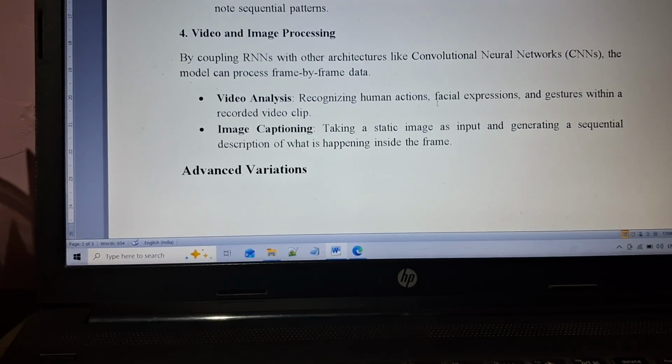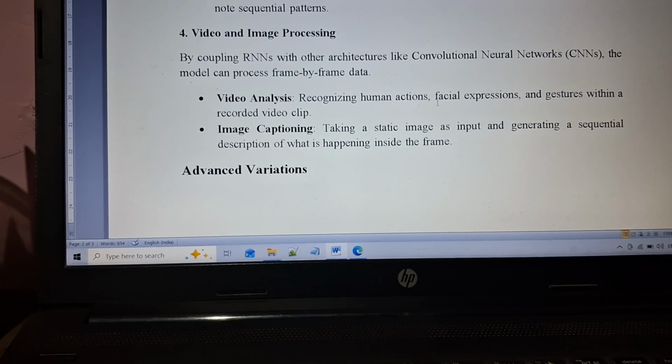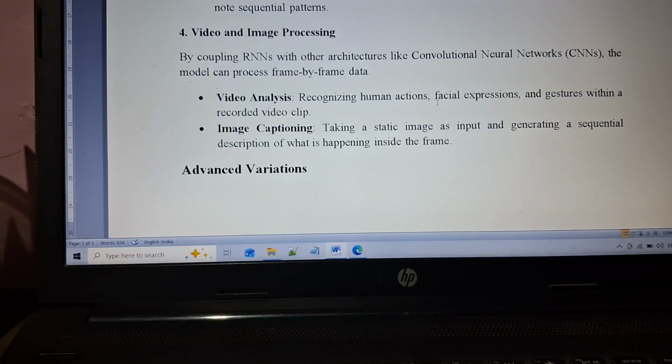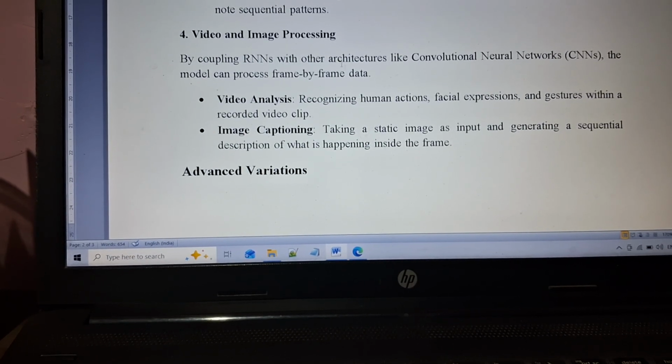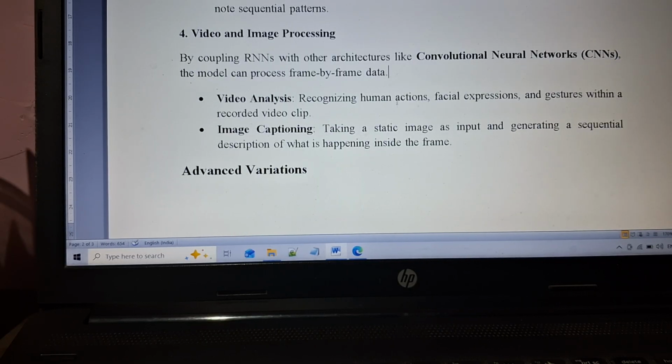Fourth application is video and image processing. By coupling RNN, recurrent neural network, with other architectures like CNN, convolutional neural networks, the model can process frame by frame data. Video analysis, recognize human actions, facial expressions, gestures within a recorded video clip. Image captioning, taking a static image as an input and generating a sequential description of what is happening inside the frame.